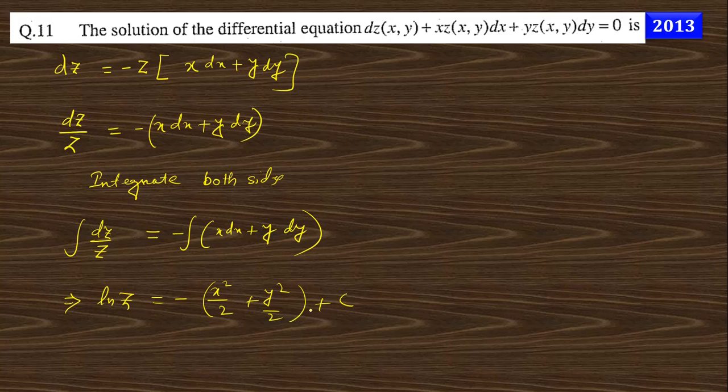plus some constant. So you can say z is equal to exponential of minus (x square by 2 plus y square by 2), and this constant can be taken as ln a. So here this is the general solution of this differential equation. Go to the next one.